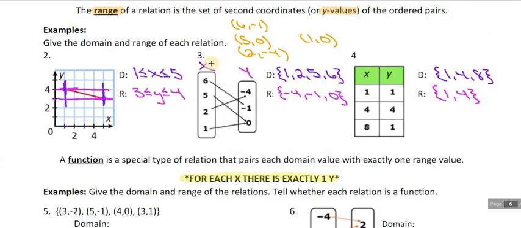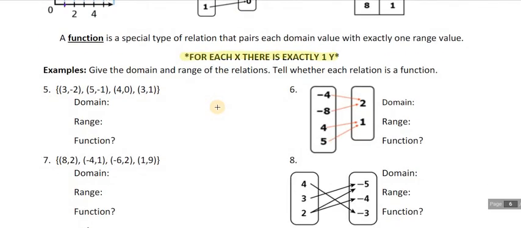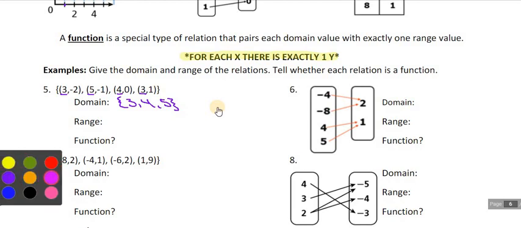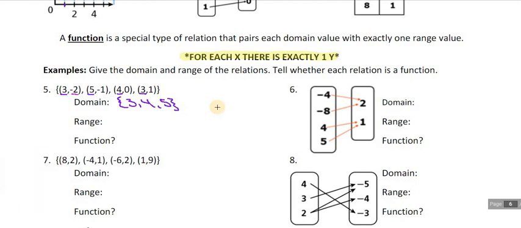So our domain is the x values. I'm going to try to use the same colors. So I've got a 3, 5, 4, and 3. And remember, we don't repeat. We want to go in order from smallest to largest. So that means my domain is going to be 3, 4, and 5. The range is the y values. So -2, -1, 0, and 1. Well, those are actually in numerical order, so that's nice. So -2, -1, 0, and 1.